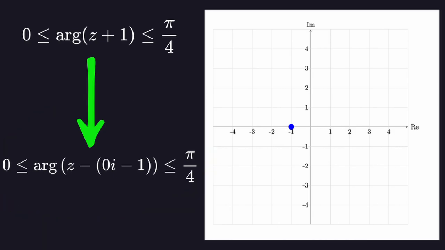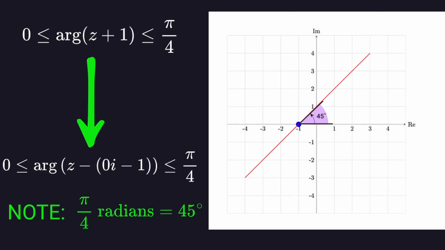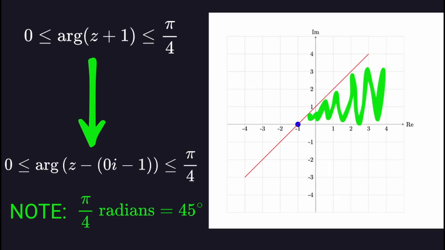Quick note, this was done because in order to even plot a point on an Argand diagram, you need it in the form z minus. Now from here, extend a line from this point such that it makes an angle of pi/4 at a maximum and 0 at a minimum. Now, everything in this area meets the required condition.